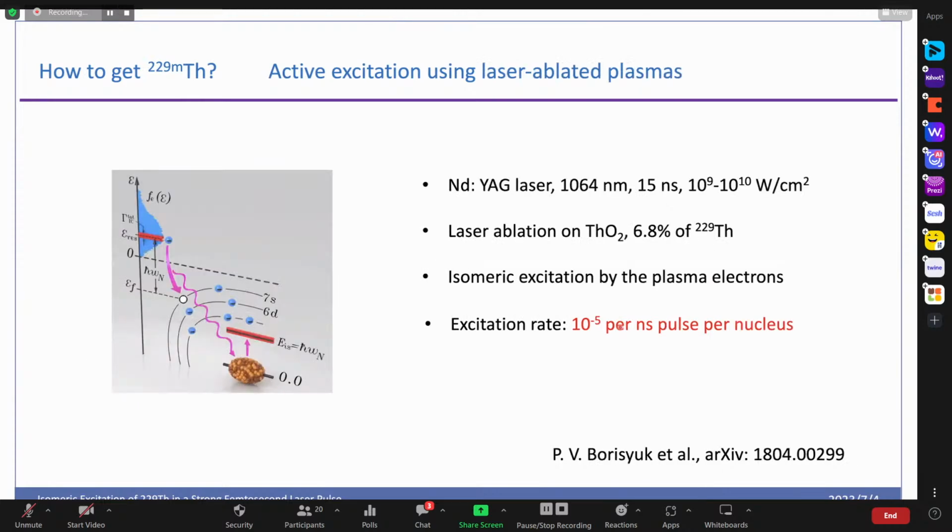It also has been demonstrated to use laser-ablated plasmas: a nanosecond laser pulse ablated on a material containing thorium-229, and the nucleus may be excited by the plasma electrons. The excitation rate is roughly 10 to the minus 5 per nanosecond pulse per nucleus.